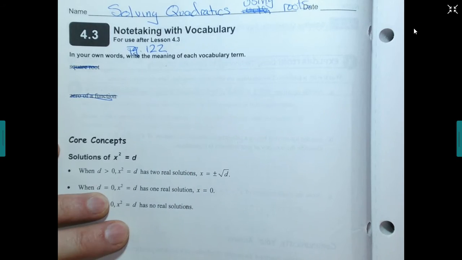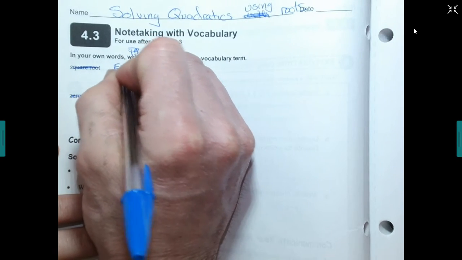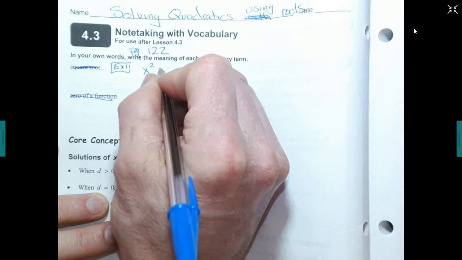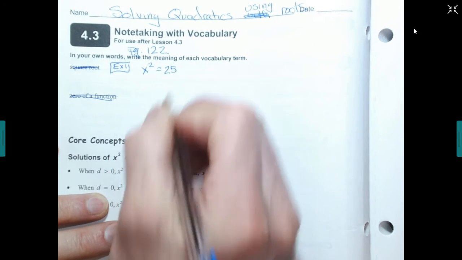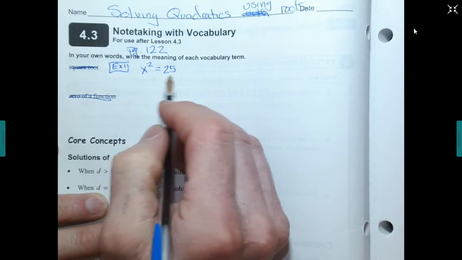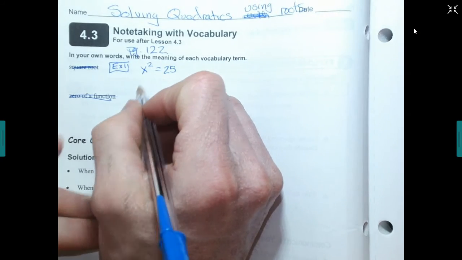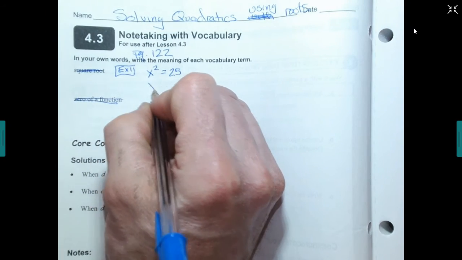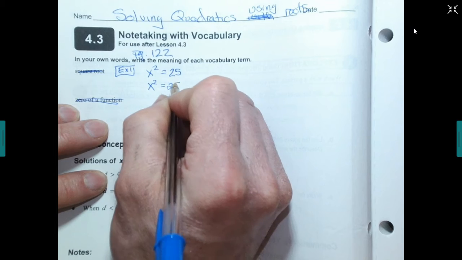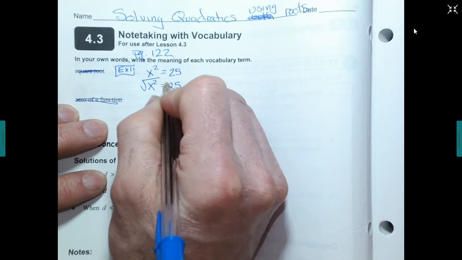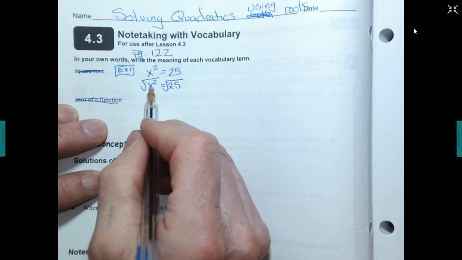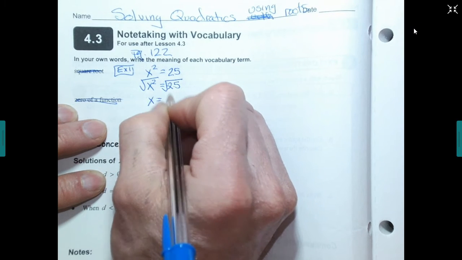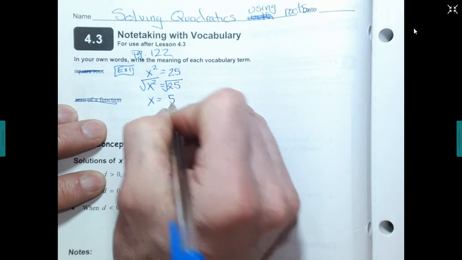Let's use this for example one. Let's say you have x squared equals 25. Now, how do you solve this? Well, you need to get x equals, right? So your first step is to square root both sides, because the square root of x squared is x. And the square root of 25 turns out to be 5.